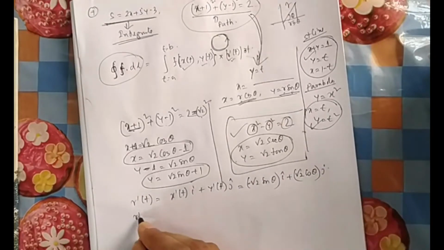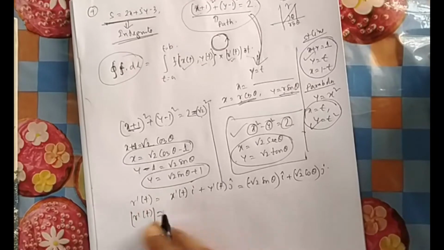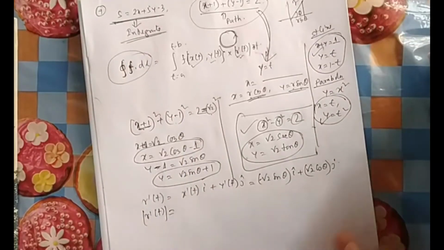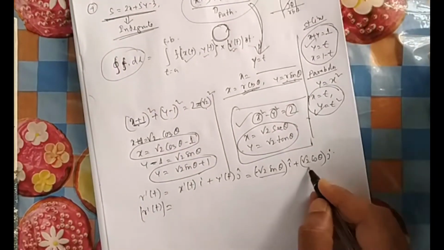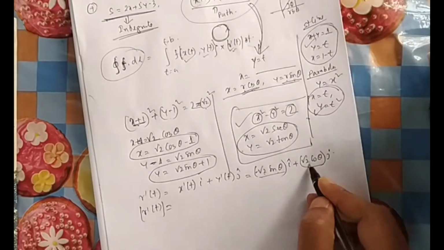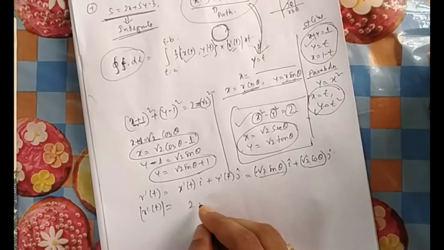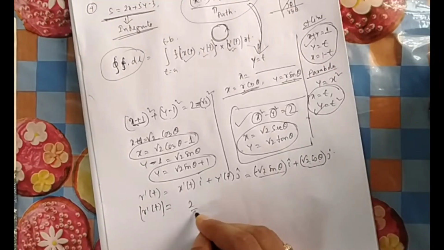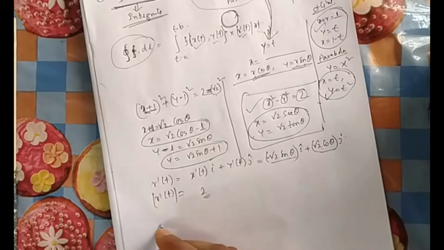Now if you take magnitude of r dash t, you have to calculate all these things, then you will put it in the function. Then it becomes very easy. So this square plus this square. You can calculate what will be this square, root 2 square, 2 sin square, 2 cos square. So 2 take common, sin square plus cos square. So it is 2. So let me put it in all these variables.